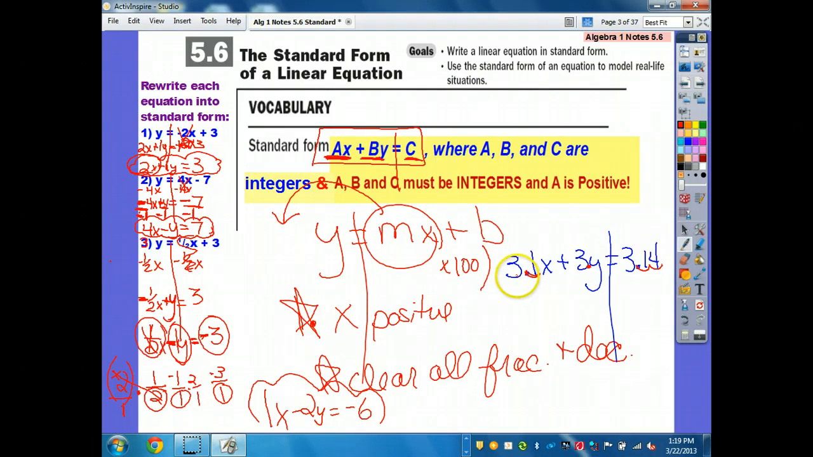So what does this turn into? 3.1 times 100? 310. Good. 310x plus, 300y equals 314. Now we're done. We cleared the decimal. All right?